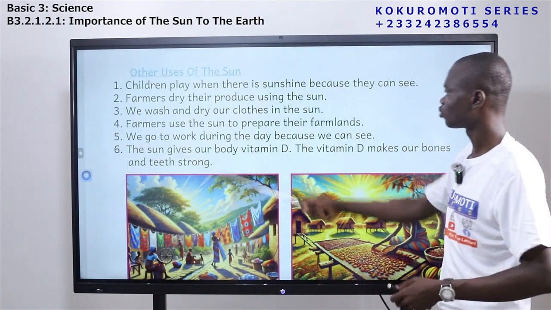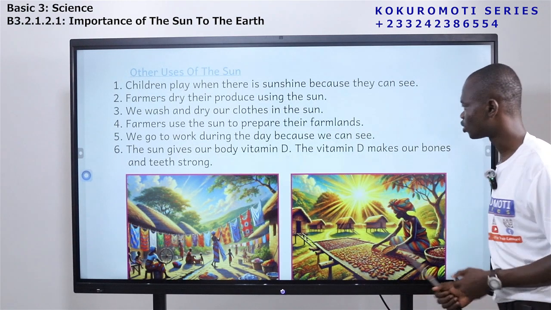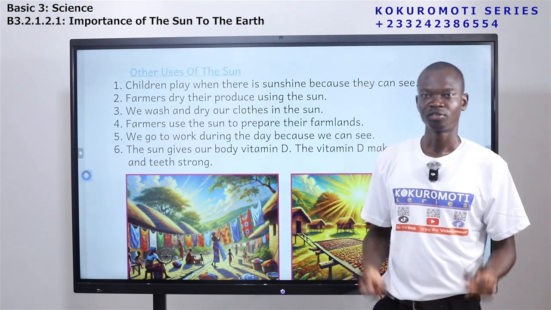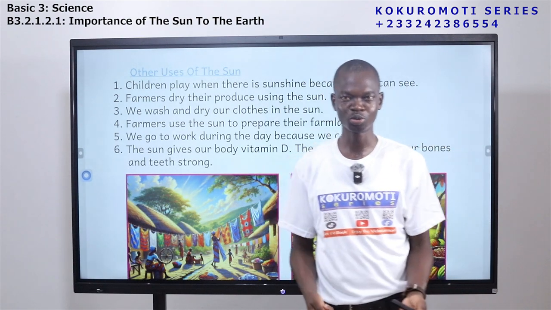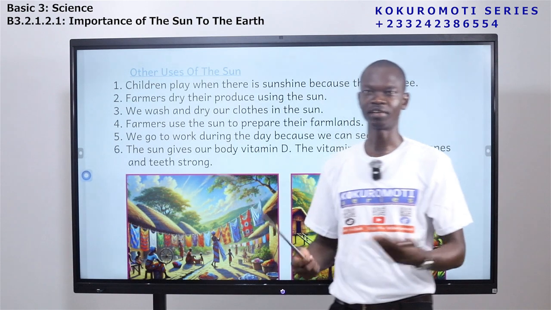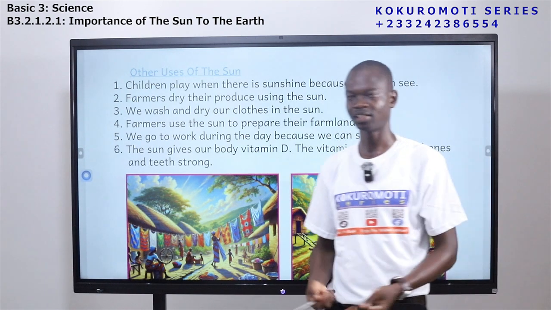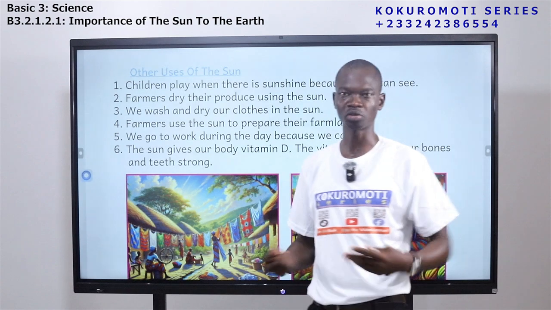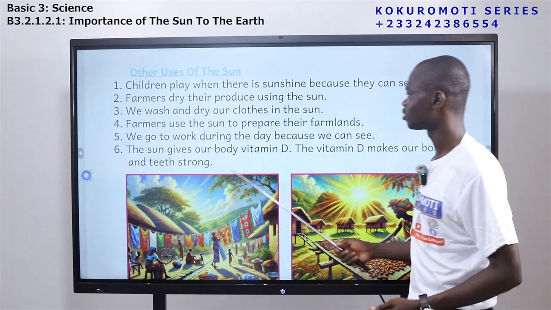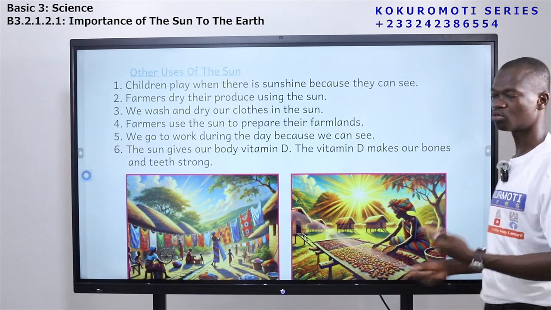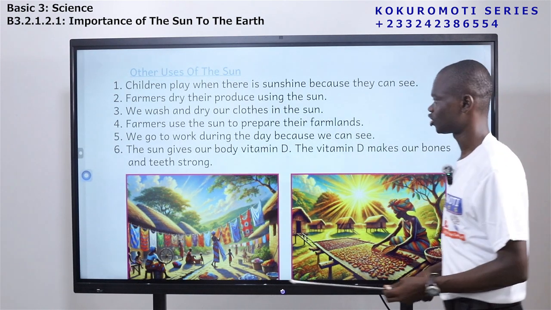The next one is that we go to work during the day because we can see. All of us, you go to school, your parents go to work, they go to the markets during daytime because they can see. If the whole place is so dark that they can't see, they will not go. So we go out during the daytime because we can see, and we go out to do our normal daily activities.